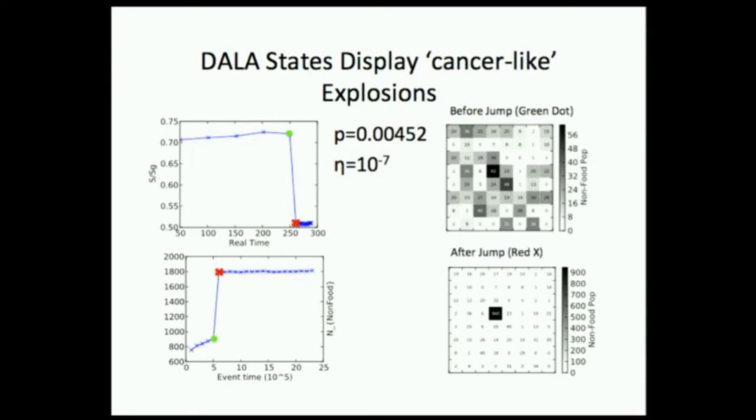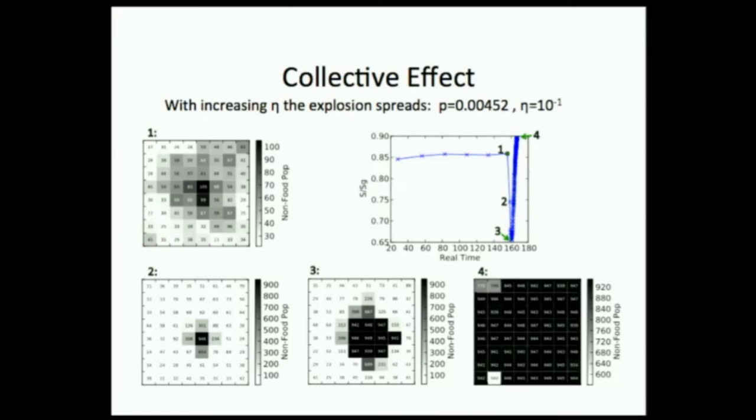If we increase eta, we see a collective effect where this explosion spreads. Here I have the same ratio of the entropies as a function of time, and like before, it starts off in some type of metastable state. Then right before this cliff, we see one site explode, and that explosion will spread to the other sites before it reaches a minimum. Then we see the entropy ratio go up to 1, since the system is starting to be totally equilibrated.